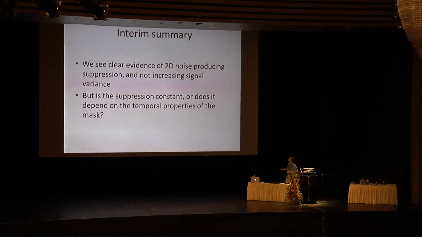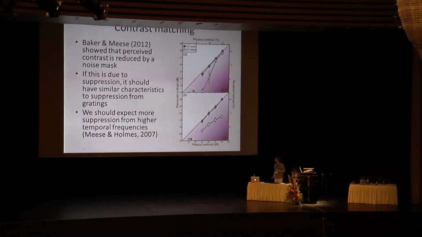Okay, so we've seen some very clear evidence here that 2D noise can produce strong suppressive effects and that it doesn't increase signal variance. We can now ask another question about 2D noise, which is whether the suppression it causes is constant or if it depends on the properties of the mask, and specifically here, the temporal properties of the mask. So to look at this, I'm going to use a contrast matching paradigm. Tim Beath and I showed in our paper last year that perceived contrast is reduced by an added noise mask, so you get these suppressive effects.